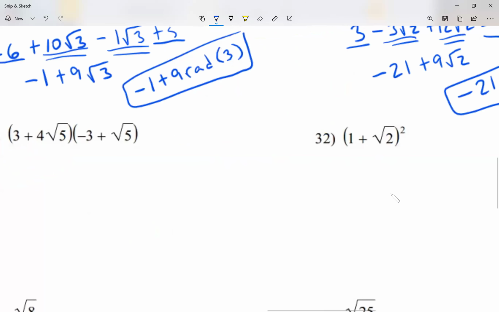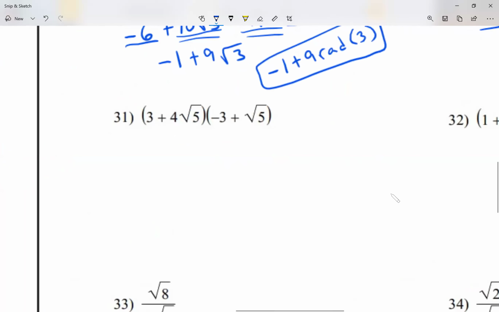Now let's take a look at number 31. Let me multiply my first term with the first term of the second parentheses. 3 times a negative 3 is negative 9. 3 times a radical 5, that gives me positive 3 radical 5. Remember, whole numbers multiply with whole numbers, radicals with radicals. Do not mix them. So notice how I just put the 3 in front of the radical 5. I cannot mix them.